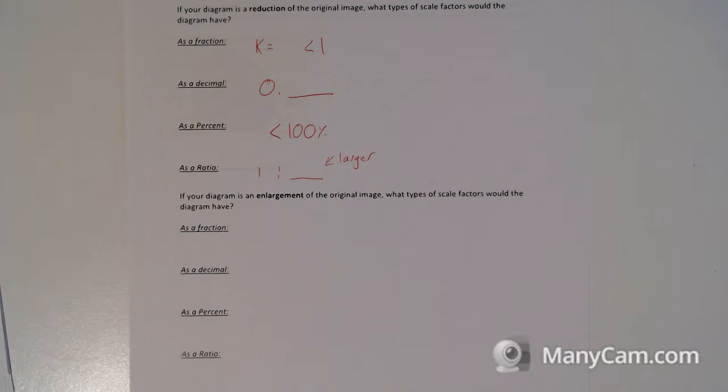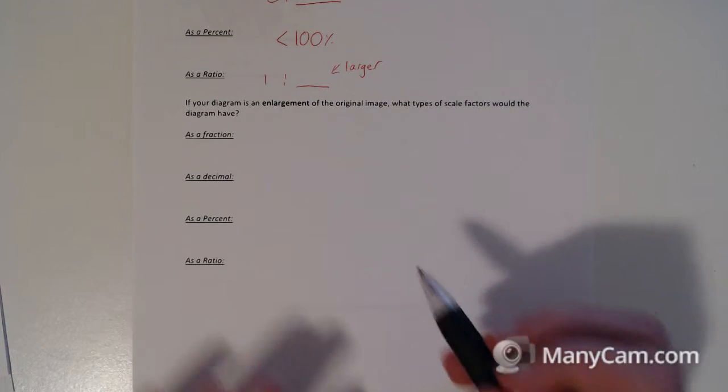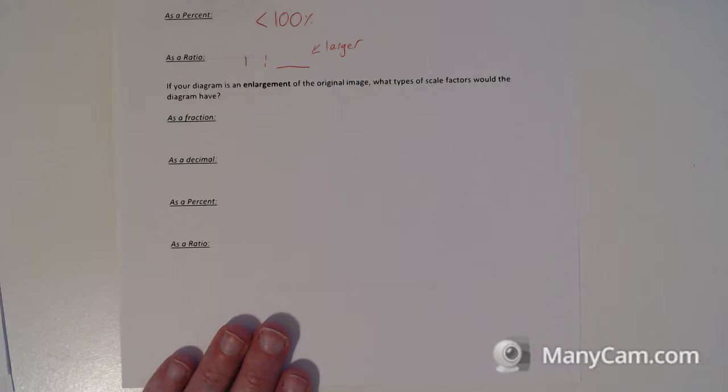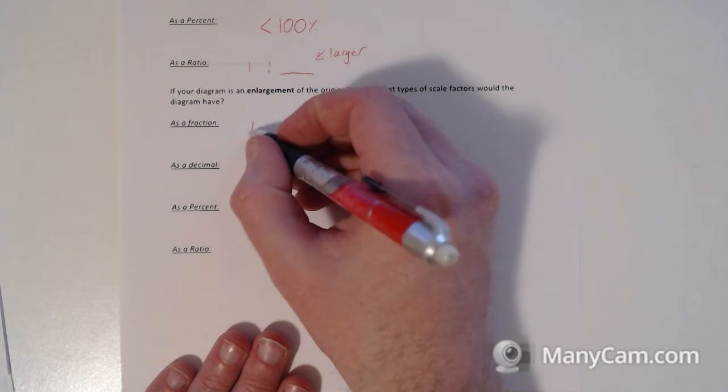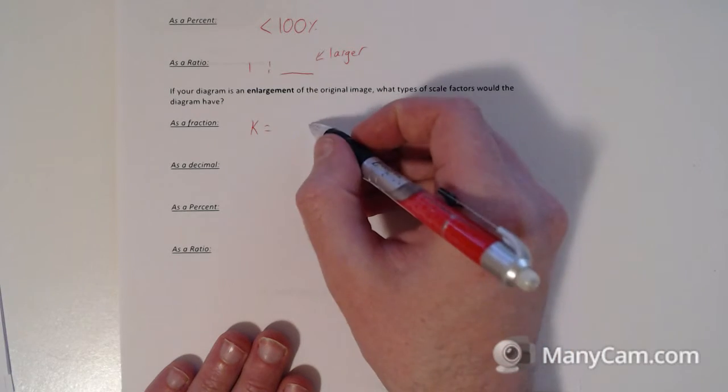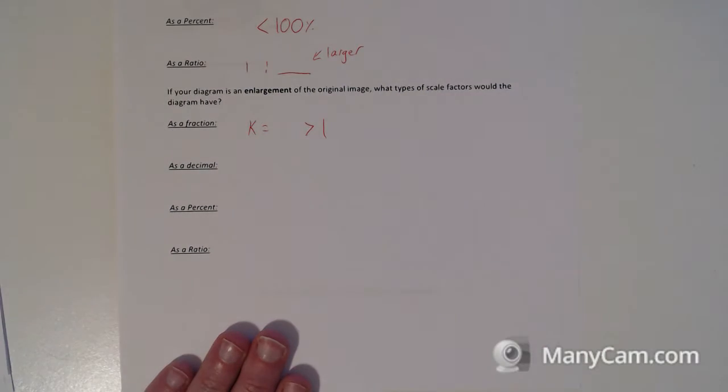I think this makes common sense. You should be able to figure that out. And then it's the complete opposite if it's an enlargement. Sometimes you have enlargements. Oftentimes in science, you might get things that are really, really small in real life, and you want to enlarge them for the picture. So if you have an enlargement, your scale factor is going to be some kind of fraction that's bigger than 1. So k is equal to a number that's larger than 1.